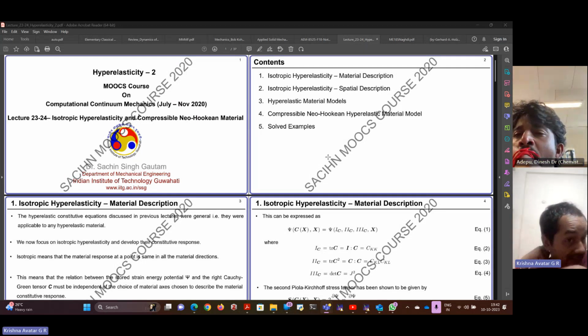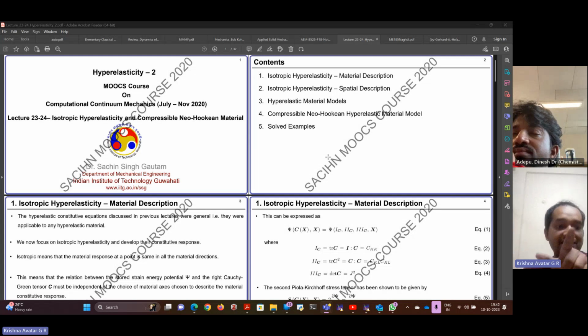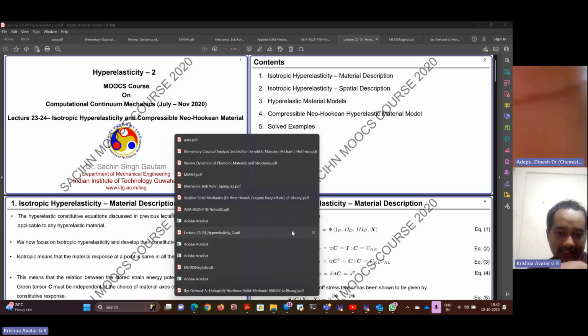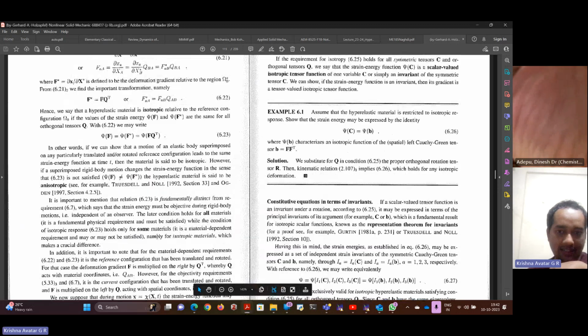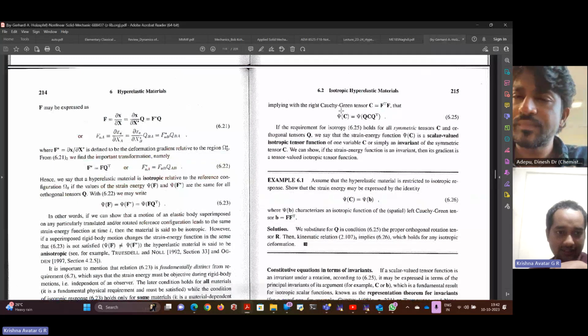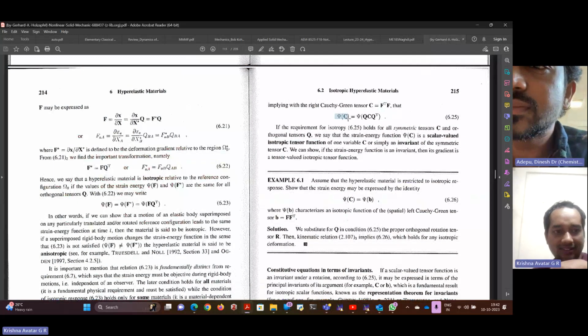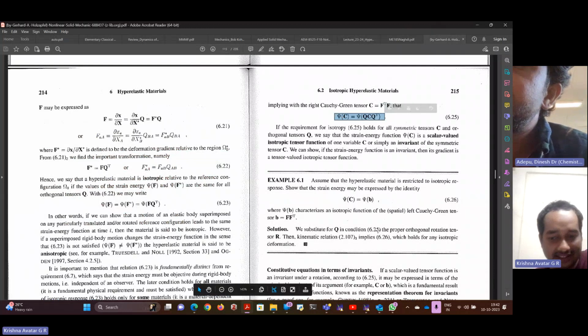We always present our stored energy function in terms of the deformation gradient or the Green-Lagrange tensor, which is F transpose F, given by C. So C is equal to F transpose F. We usually write it in terms of C, so the hyperelastic energy function is always in terms of capital C, and C stays in the reference configuration.